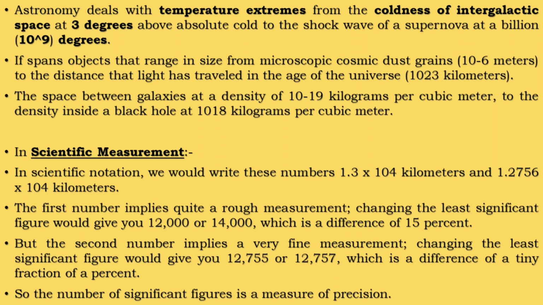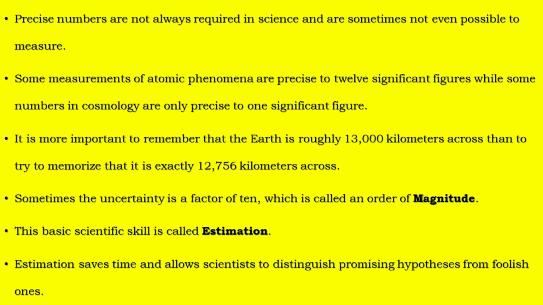Note that a calculator will often return a large number of significant figures, but that does not mean you should infer a high precision for the number. The precision of a number in science depends on how the measurement was made. However, we should point out that precise numbers are not always required in science and are sometimes not even possible to measure. Some measurements of atomic phenomena are precise to 12 significant figures, 1 part in a trillion, while some numbers in cosmology are only precise to 1 significant figure.